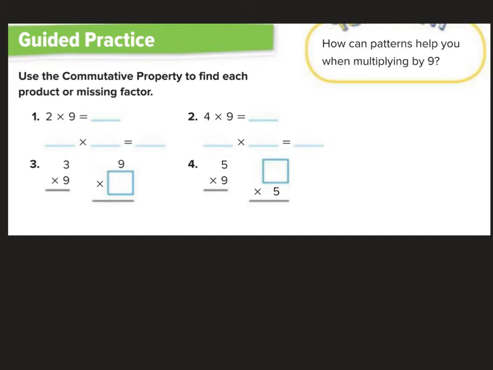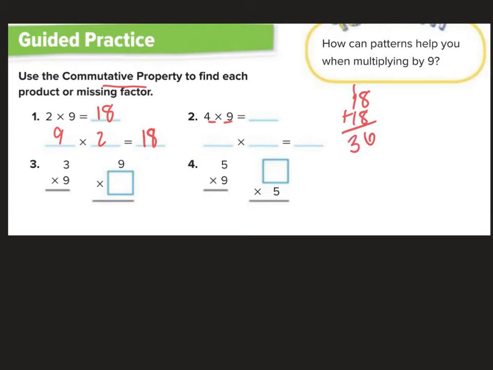Here it says use the commutative property to find each product or missing factor. 2 times 9 is equal to 18. What am I supposed to do here? Oh, commutative property. Okay, so that means 9 times 2 is also equal to 18. If we know 4 times 9 is just doubling 2 times 9, right? So it'd be 18 plus 18.